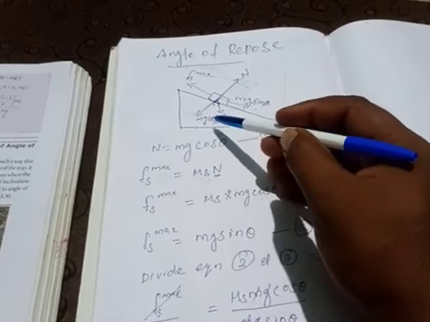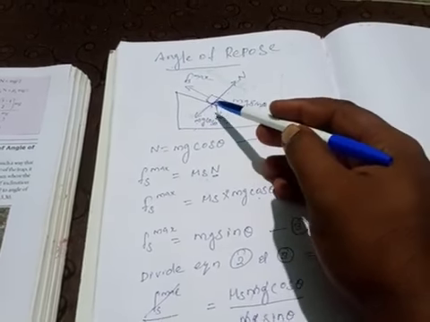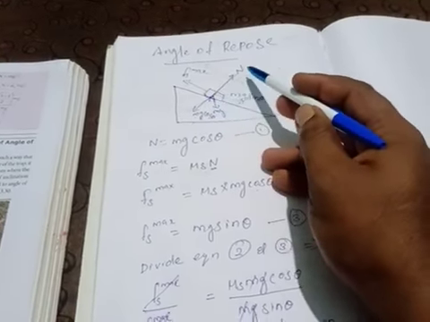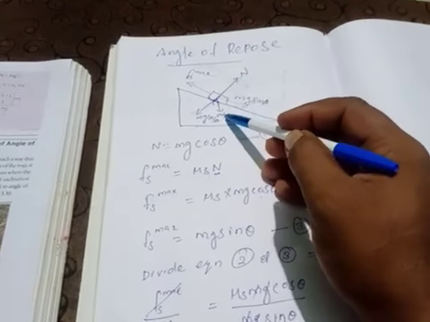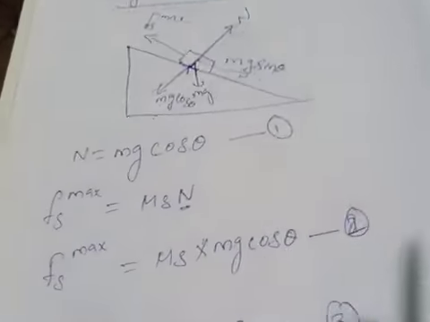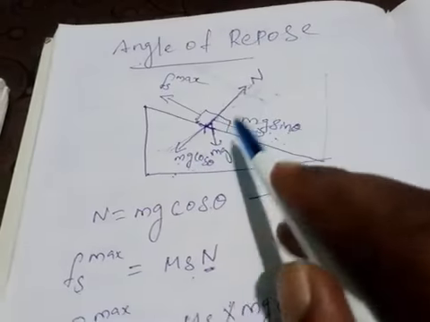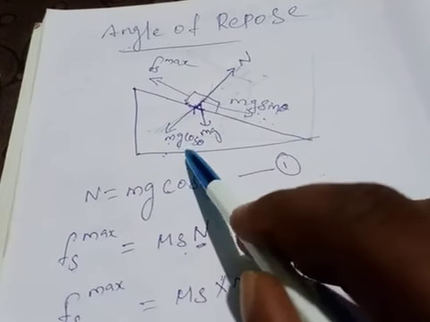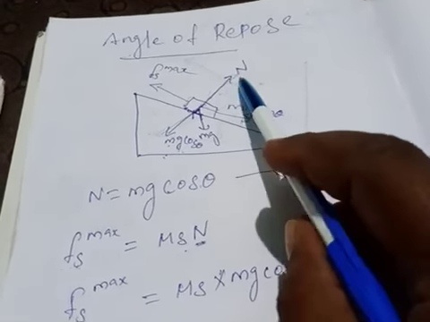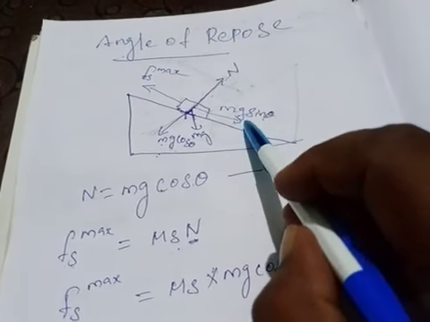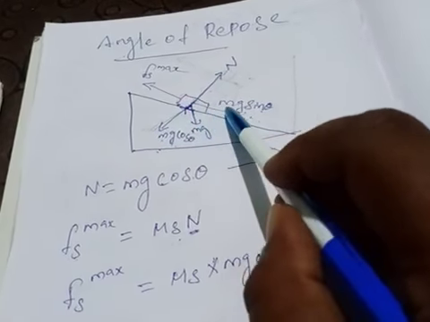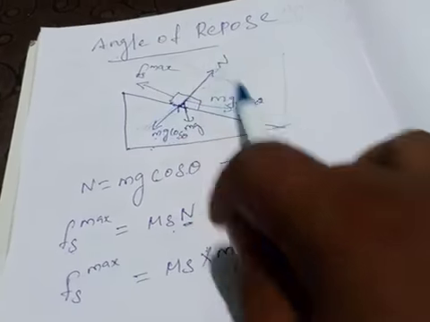After that you have to write about the forces acting on this object. You know that in the downward direction mg is acting, in the upward direction the normal force is acting, and this mg is resolved into two components. Mg cos theta is the perpendicular component, and mg sin theta is the parallel component. What is the use of mg cos theta and mg sin theta? Mg cos theta is used to balance the normal force, and mg sin theta is used to slide the object in the downward direction against the static friction.